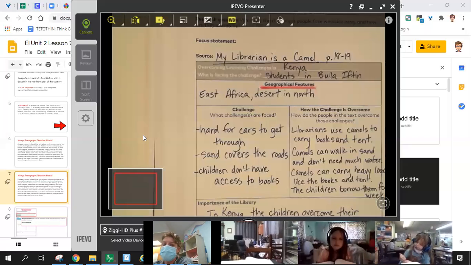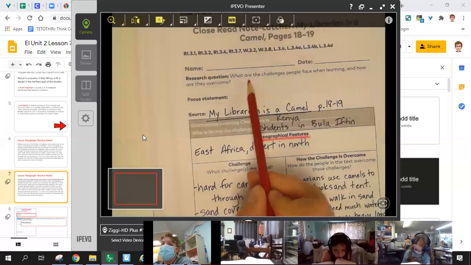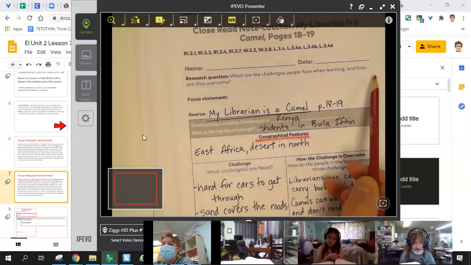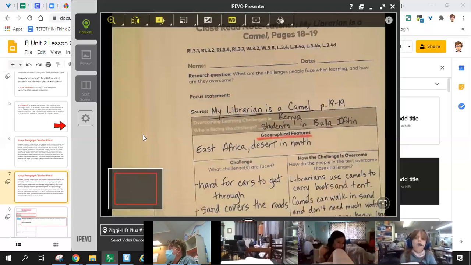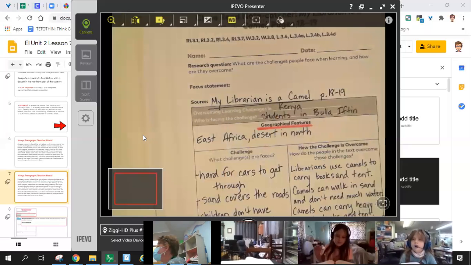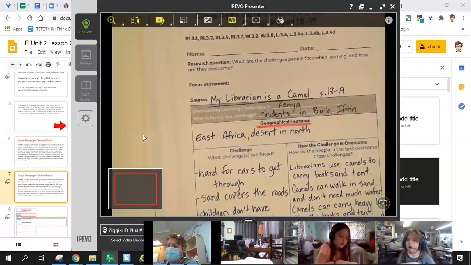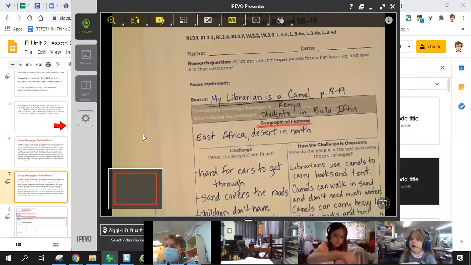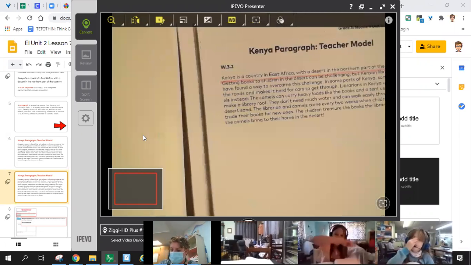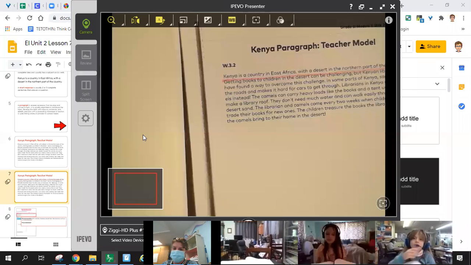In fact, if you look up here, here's our research question. What are the challenges people face when learning, and how are they overcome? You're answering that question. Right now we're answering it with a paragraph about Kenya. You're going to answer that question with your paragraph about your country. Okay, go ahead and flip back to page 51. Let's see what's coming next.